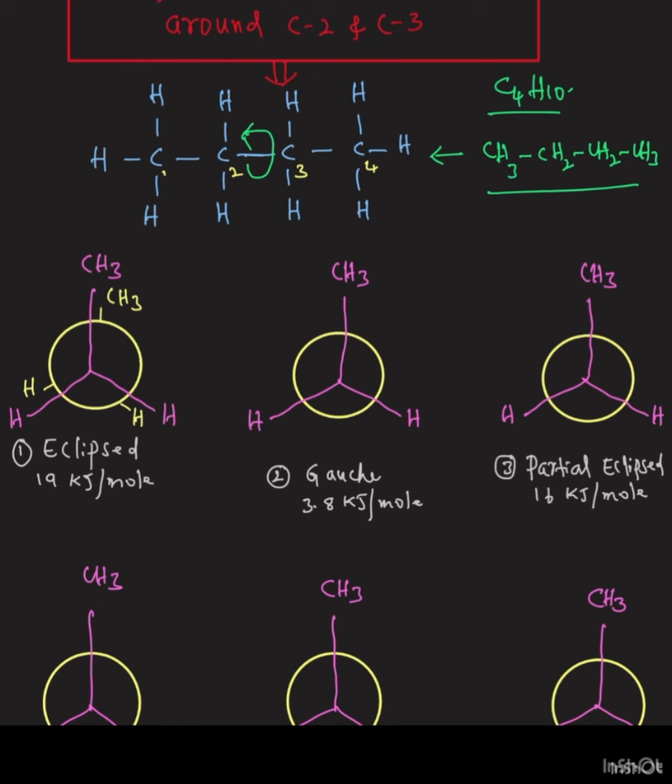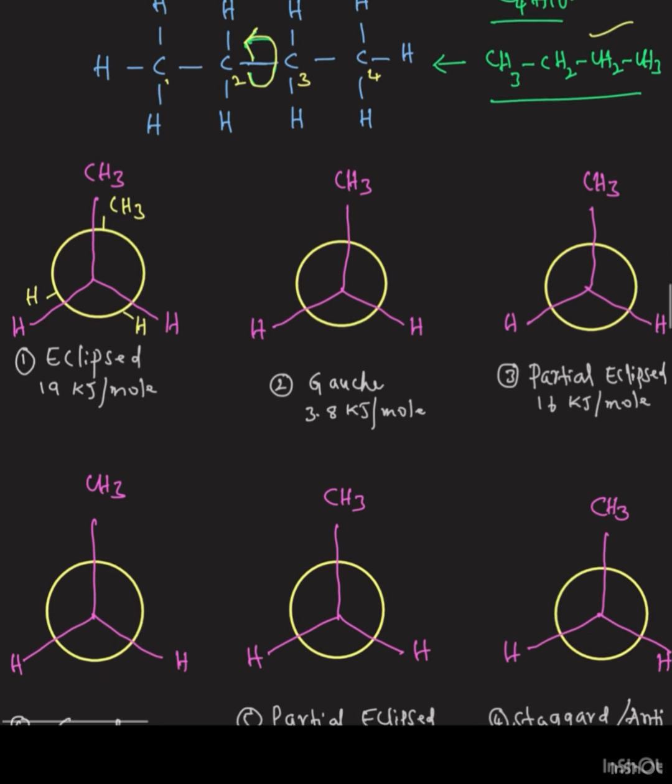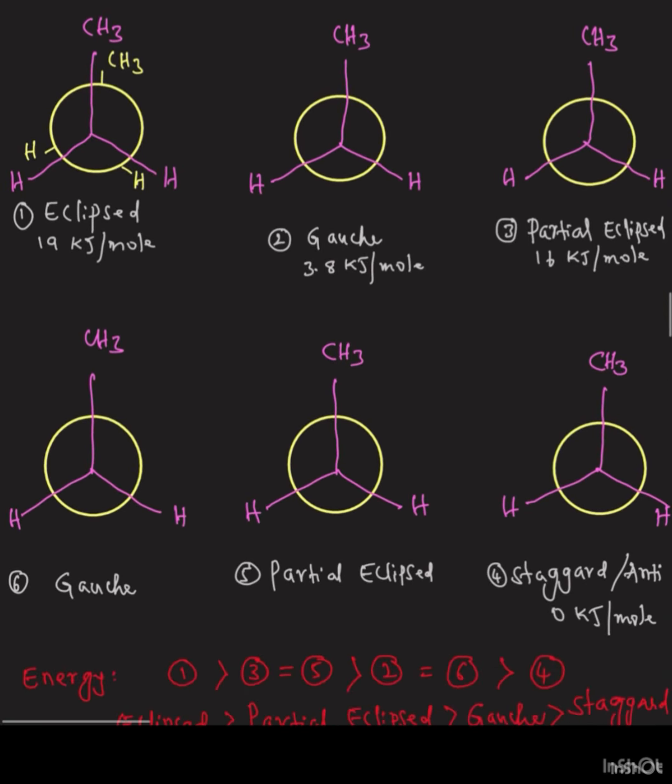Now conformational isomerism in the case of butane, let us discuss. So here are the conformers of n-butane. The butane formula is C4H10. We are writing the structure like this, and this is the bond line structure. Here the rotation is between C2 and C3 carbon. So this is the rotation between C2 and C3. By rotating that, we are getting different types of conformers.